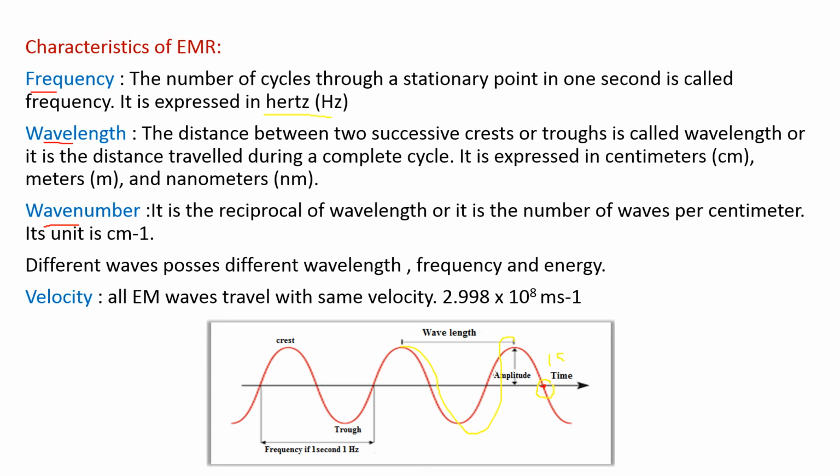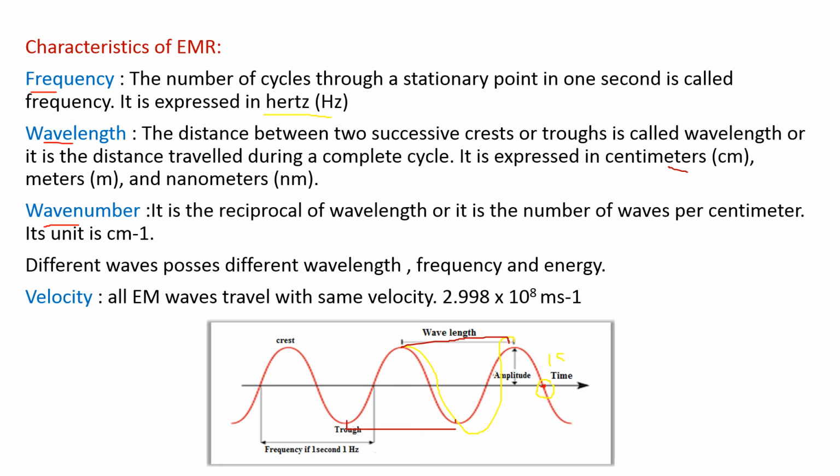So, the next characteristic property is wavelength. Wavelength is the distance between two crests or two troughs. You can write this is the wavelength, or here also it is shown this is the wavelength. So, it is the distance between two crests or two troughs. In general, it is the distance travelled to complete one cycle. It is generally expressed in centimeters or nanometers, based on the spectroscopies that we use.